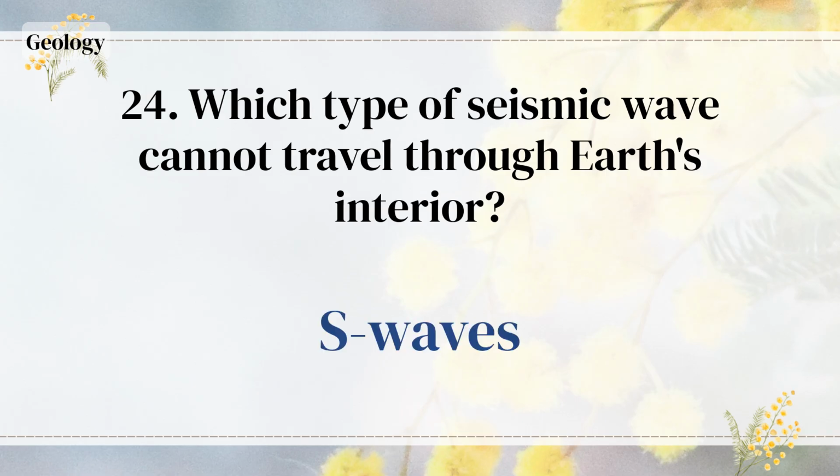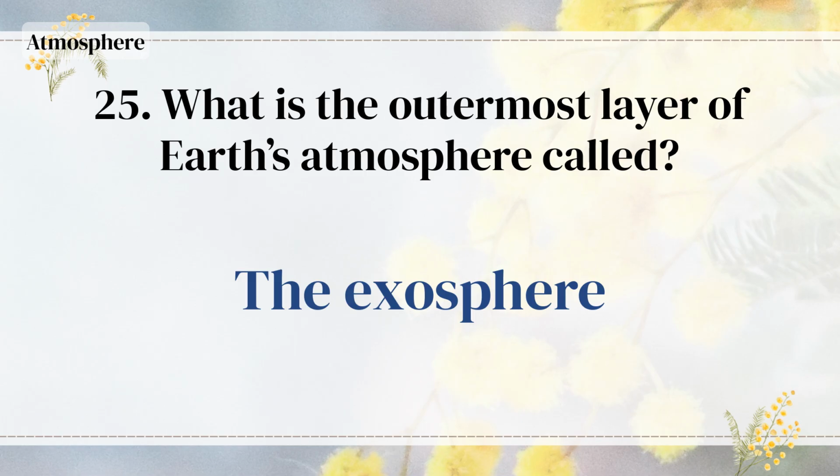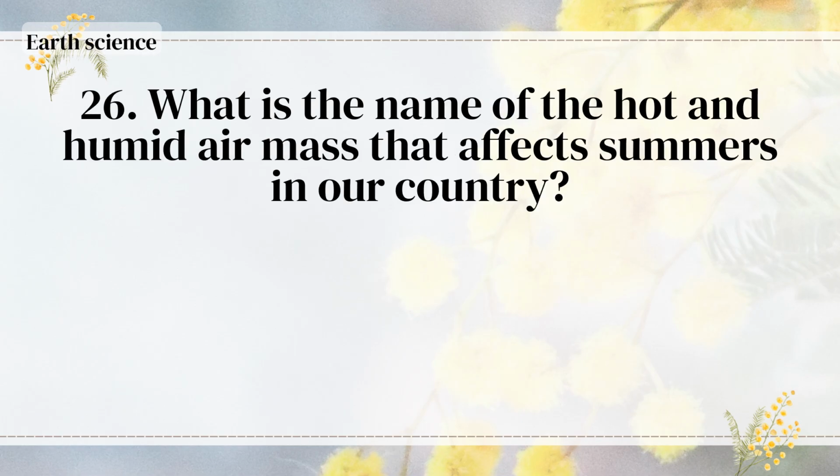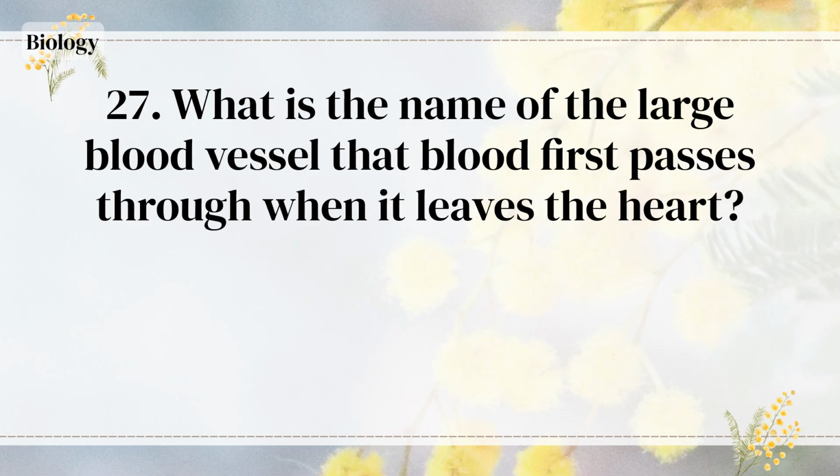S waves. What is the outermost layer of Earth's atmosphere called? The exosphere. What is the name of the hot and humid air mass that affects summers in our country? The North Pacific air mass. What is the name of the large blood vessel that blood first passes through when it leaves the heart?